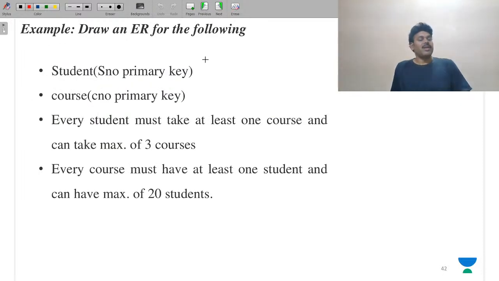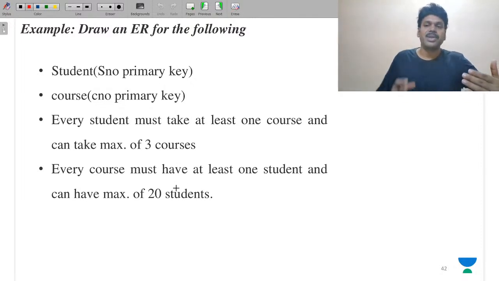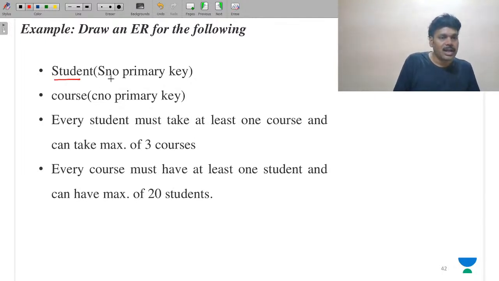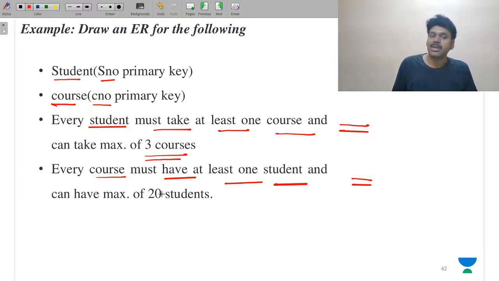So friends, you observe the next one carefully. This is the last example for today's session. We are closing participation constraints and cardinality constraints. That's what today's class is about. There are two entities. S number is a primary key. Course number is a primary key. Every student must take at least one course. At least means total. Every course must have at least one student. It is also total. A student can take a maximum of 3 courses, and a course can have a maximum of 20 students.